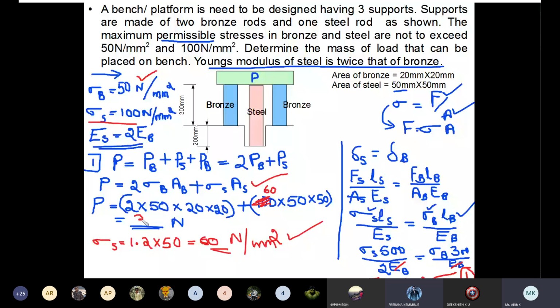Sir, should we not calculate sigma B? You can calculate sigma B also. One second, we'll tell you. I don't know the actual answer here. Maybe around 310 kilonewton something you're getting. Not 310 kilonewton, less than 310 kilonewton. Actual answer I'm not having. Yeah, one more thing, 2 into 50. Yeah, correct.